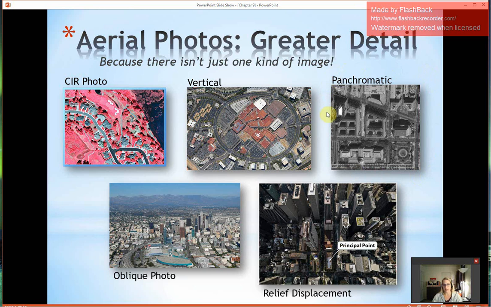Panchromatic simply means that it's grayscale or black and white. An oblique picture is what you see; it's just an image taken at an angle. And all of these can be used in varying ways in GIS and aerial image analysis.